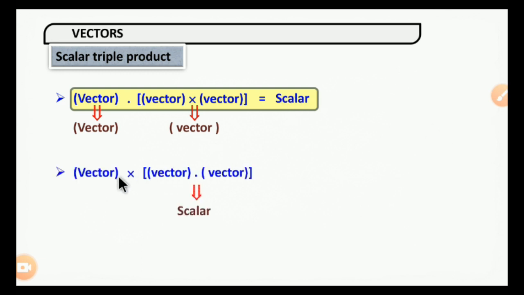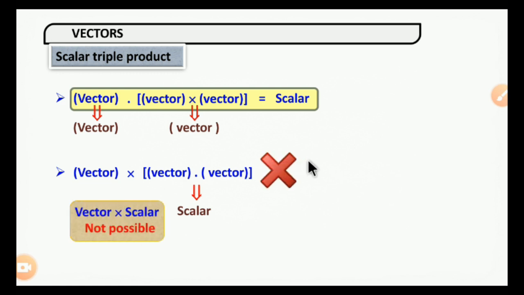But vector A cross into the bracket of vector B dot vector C, see, the dot product is a scalar quantity, but the cross product of a vector and a scalar is not possible here. Therefore, we consider the scalar triple product as vector A dot into the bracket of vector B cross vector C, which is equal to a scalar quantity.